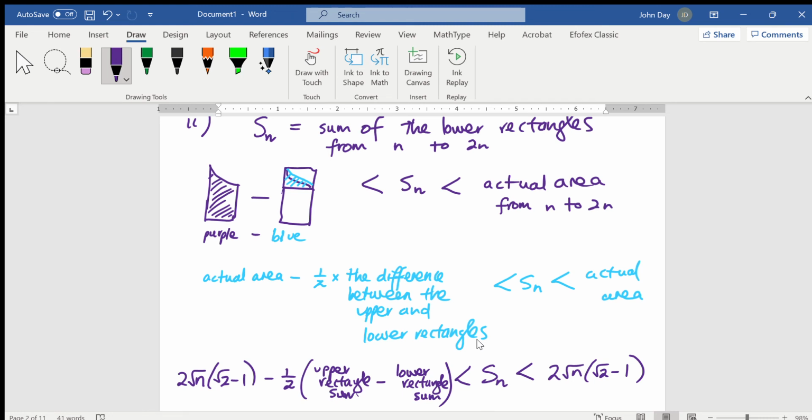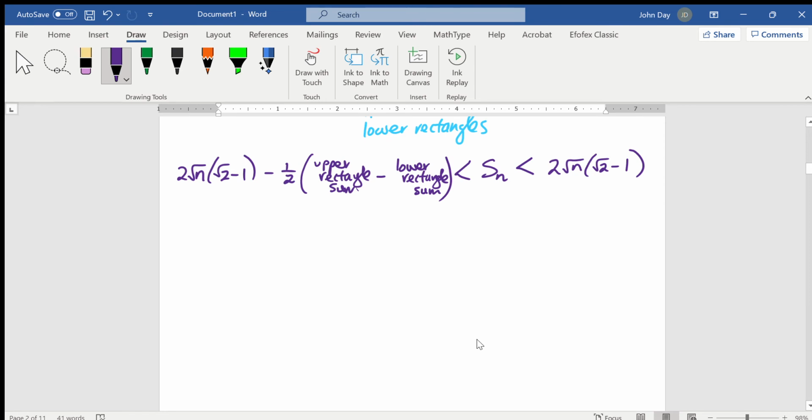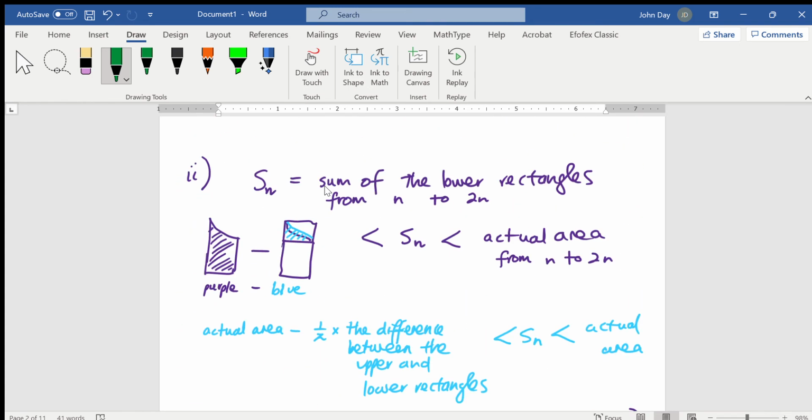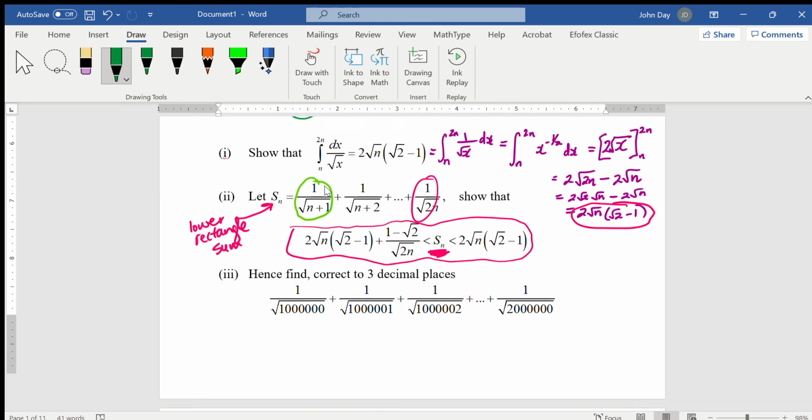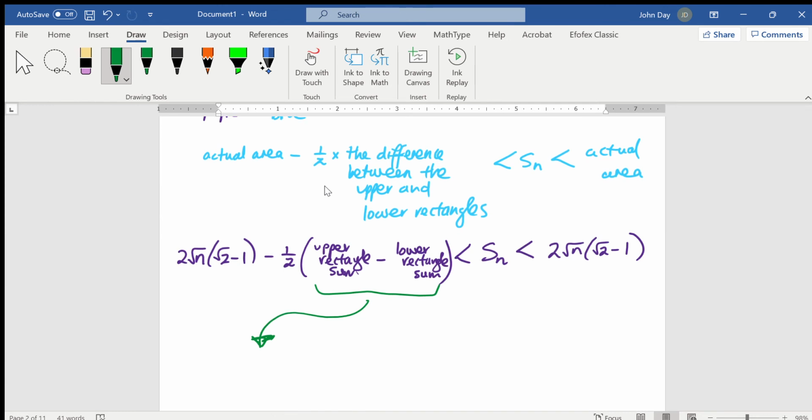All right, so I'm going to go over and work that out now as its own separate little thing. This bit here, I'm just going to work out now. The upper rectangle sum starts with 1 on root n and goes up to 1 on root 2n minus 1. So I'm just going to write that down. It goes 1 on root n plus 1 on root n plus 1 plus 1 on root n plus 2, all the way up to 1 on root 2n minus 1.